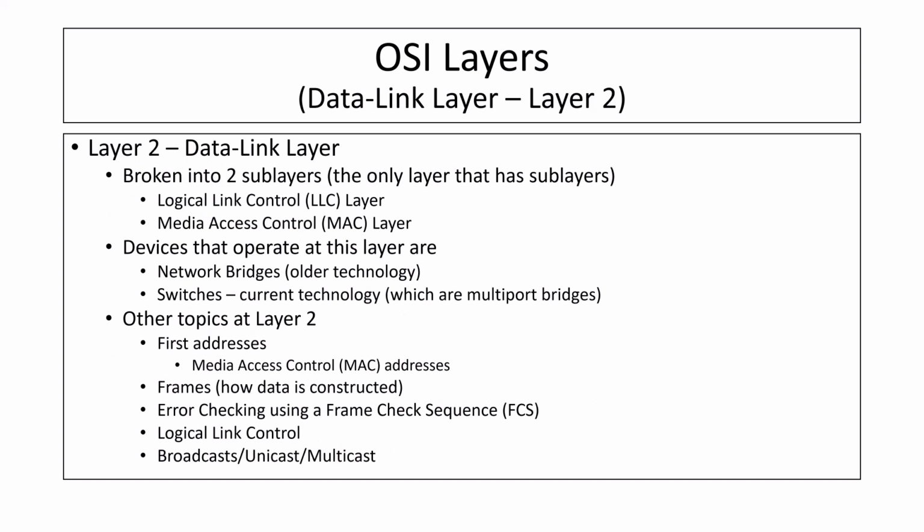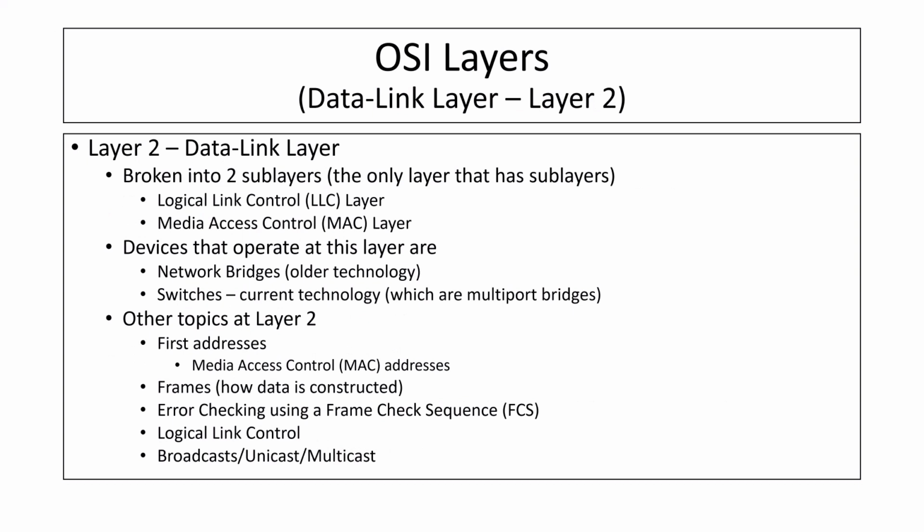A couple other topics you're going to hear at layer 2. The first are addresses. This is where we have our first address in networking, and that address is called the Media Access Control address, or MAC address. Layer 2 is where we construct our frames. So at layer 2, we have now our first address, the MAC. We now have our first construct, a frame. We also have error checking at layer 2.